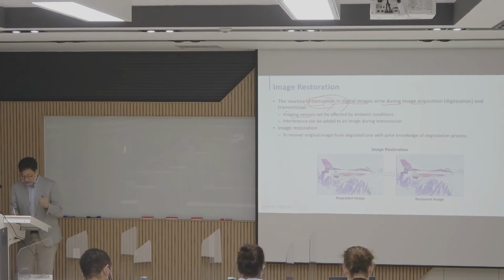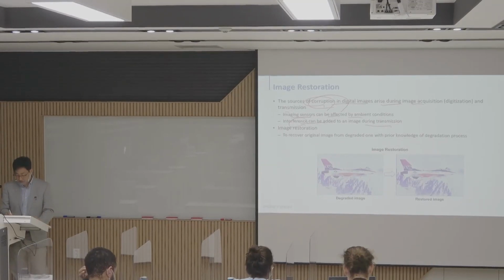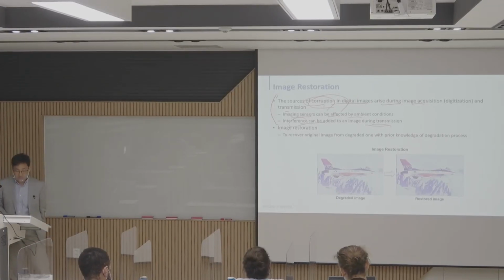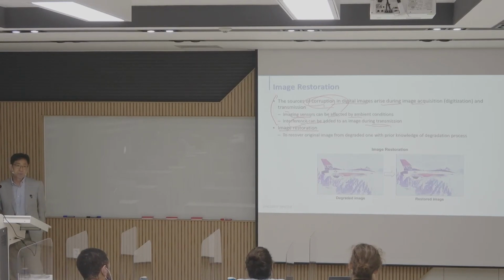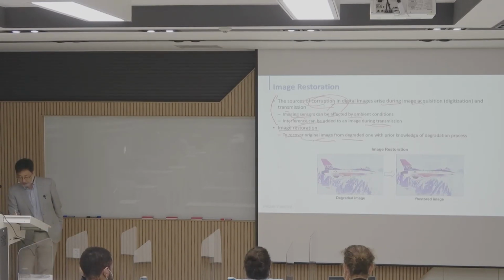There are a lot of reasons. The imaging sensor can be affected by ambient conditions, or interference, or noise can be added to the images during transmission, whatever. And the only thing that we have is corrupted images. We don't have the ground truth. So a lot of researchers in computer vision want to reconstruct or restore the original image from degraded ones, with prior knowledge of the degradation process.